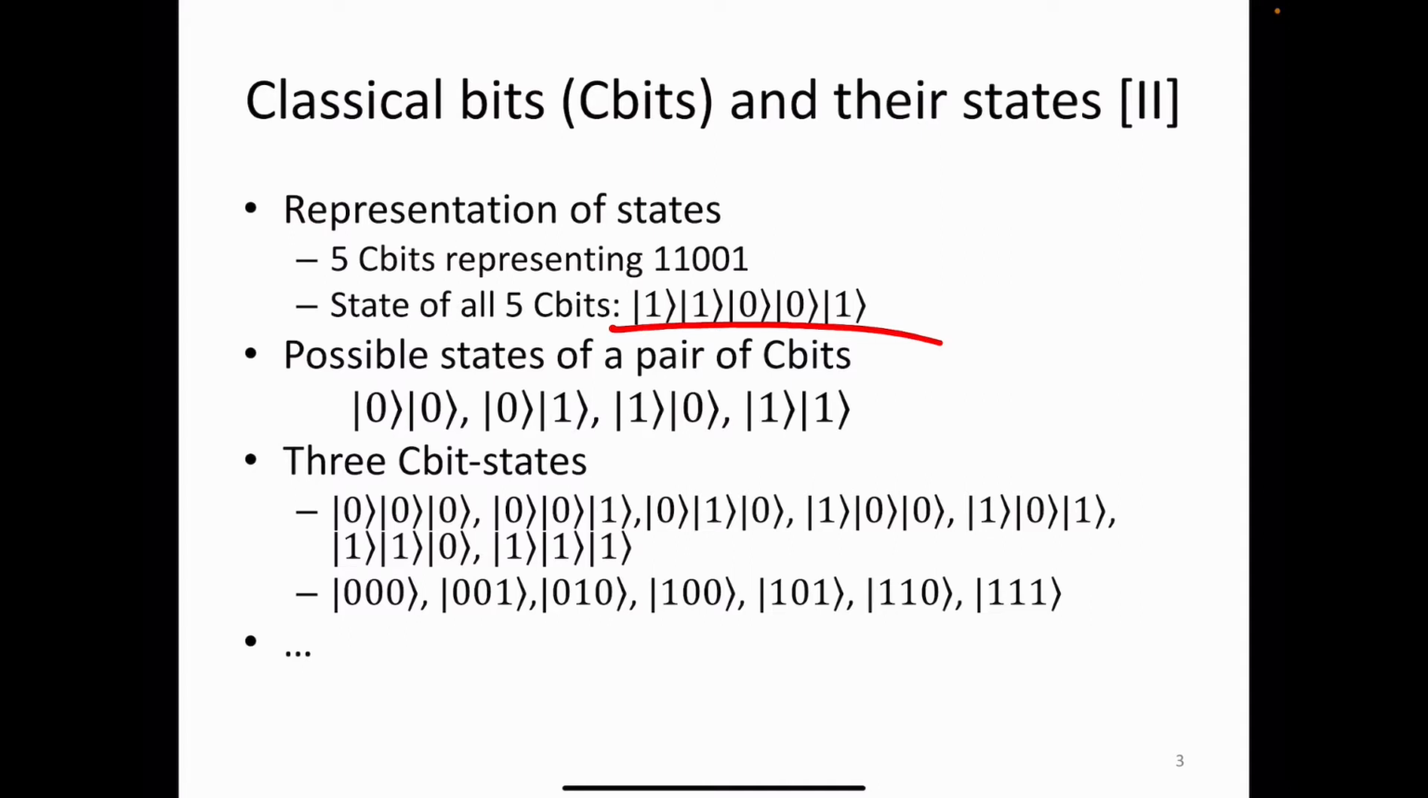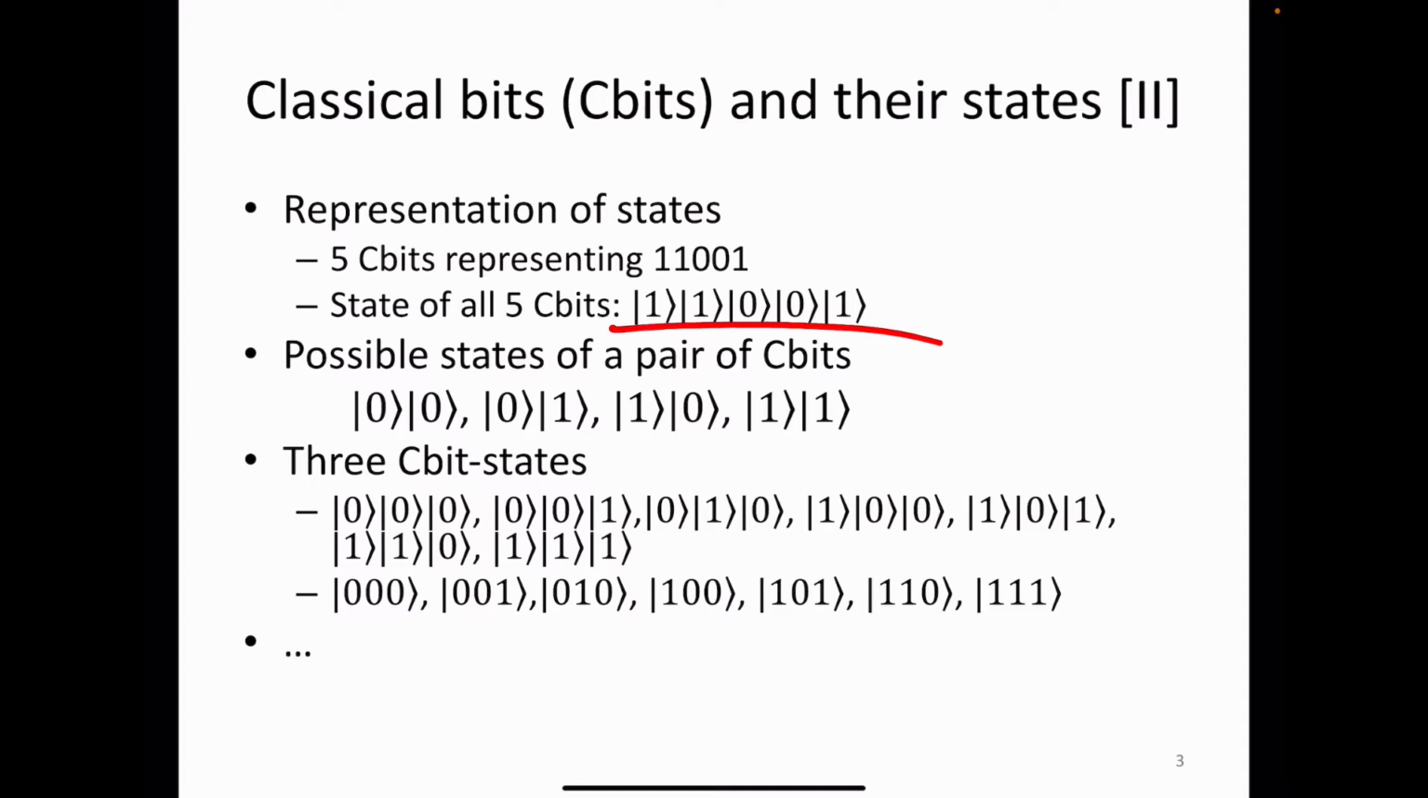Possible states of a pair of C bits. As you know, we not only operate on single bits. No matter if they're classical or quantum, usually we operate on multiple bits. What you see here are the possible combinations for a 2-bit system. In vectorial representation, since we're talking about orthogonal vectors, this means we have a 4-dimensional bit space.